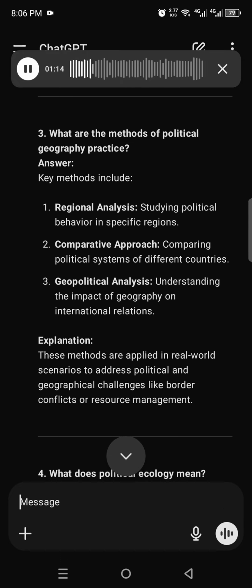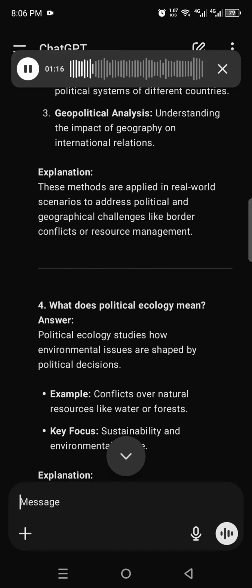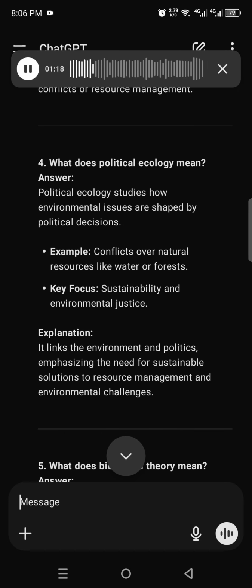4. What does political ecology mean? Answer. Political ecology studies how environmental issues are shaped by political decisions. Example, conflicts over natural resources like water or forests. Key focus? Sustainability and environmental justice. Explanation. It links the environment and politics, emphasizing the need for sustainable solutions to resource management and environmental challenges.